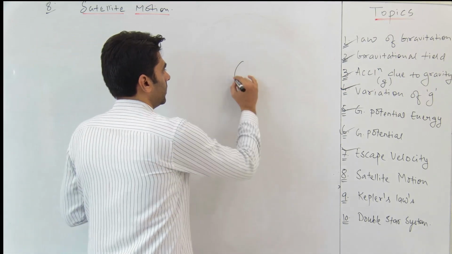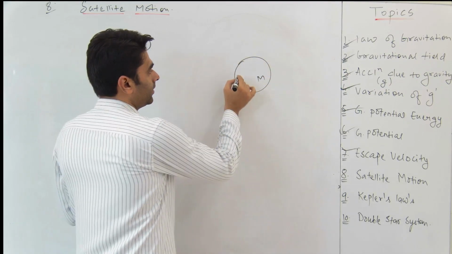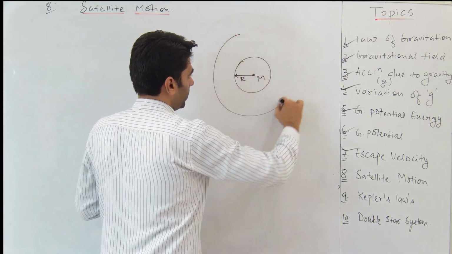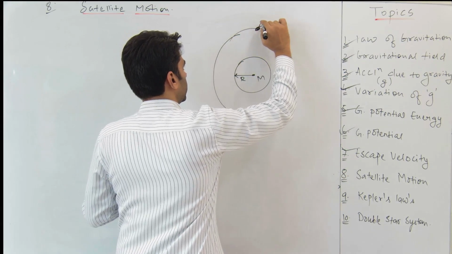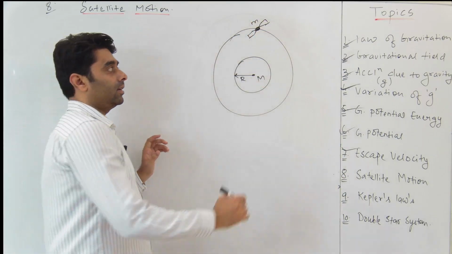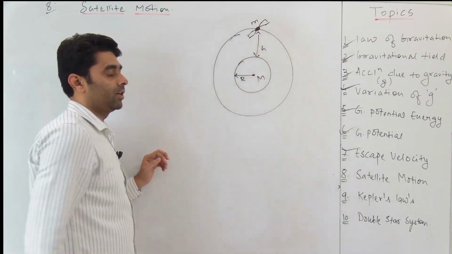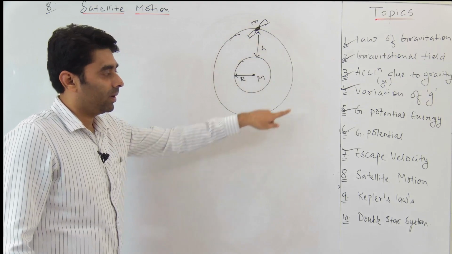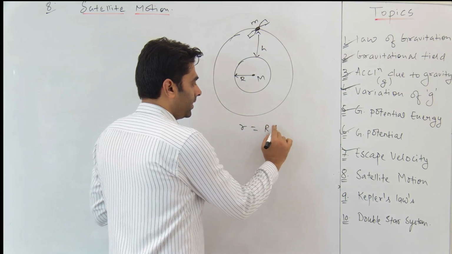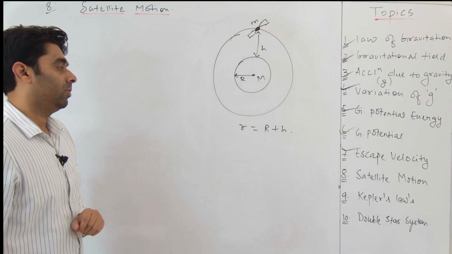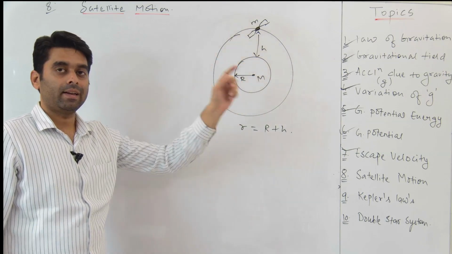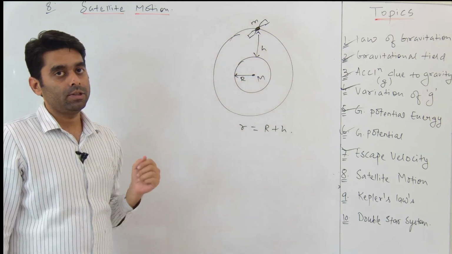Satellite motion. Let's consider a planet of mass M and its radius is capital R. A satellite of mass small m is revolving around the planet at an altitude of h. Then what will be the radius of the orbit, which we call the orbital radius? This small r will be capital R plus altitude h. Now we have to find certain parameters in satellite motion: the orbital speed, that means with what speed the satellite is moving, the time period of the satellite, and the energy of the satellite. Let us see.